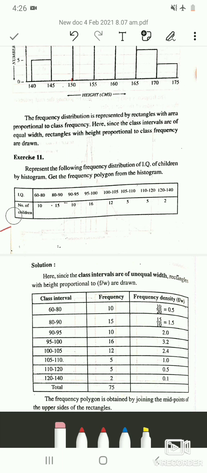So here, first check if they are of inclusive or exclusive type. These are of exclusive type. You can see the upper limit and the lower limit are the same: 95, 95, 100, 105, 110 and 120. The next step is to check the width of each class interval. Here the width is 20, but here the width is 10, that is, the difference is 10. Here the difference is 5, that is 95 minus 90. Here it is again 5. So the width is different for each class interval.